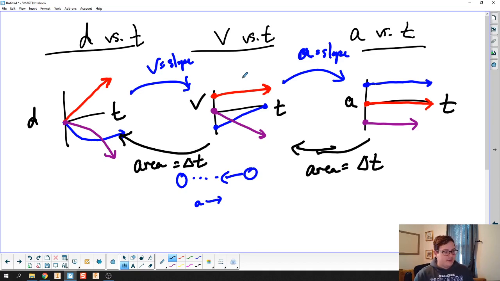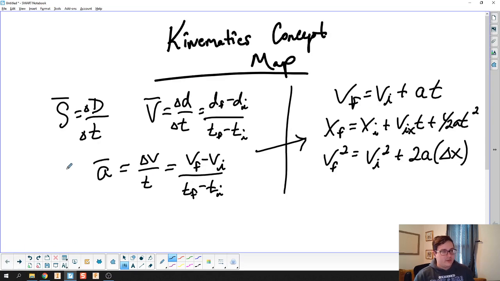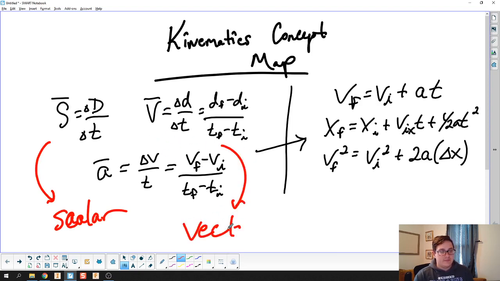But there is one thing that we want to talk about briefly, looking at speed versus velocity. Speed is what kind of number? It's a scalar, if I can spell scalar correctly. And then what kind of number is velocity? And this is a vector.